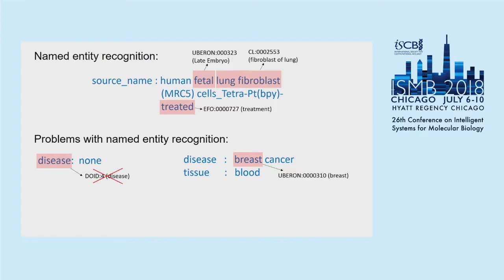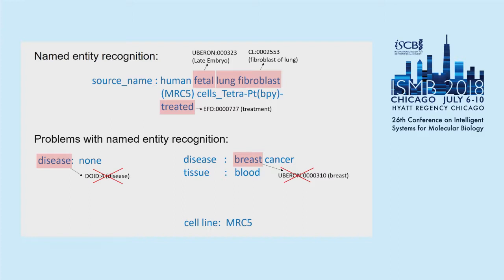By labeling the sample with the term breast, that indicates that the sample was extracted from breast tissue, whereas as described here, the sample was a blood sample. And so we'd call this a false positive as well.